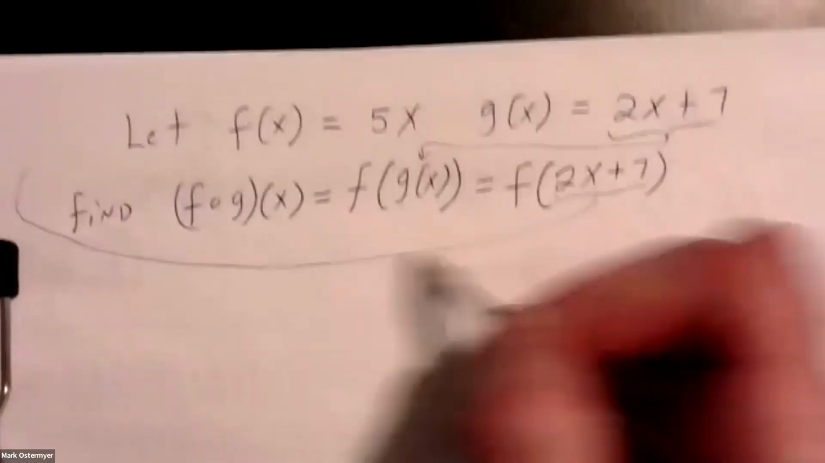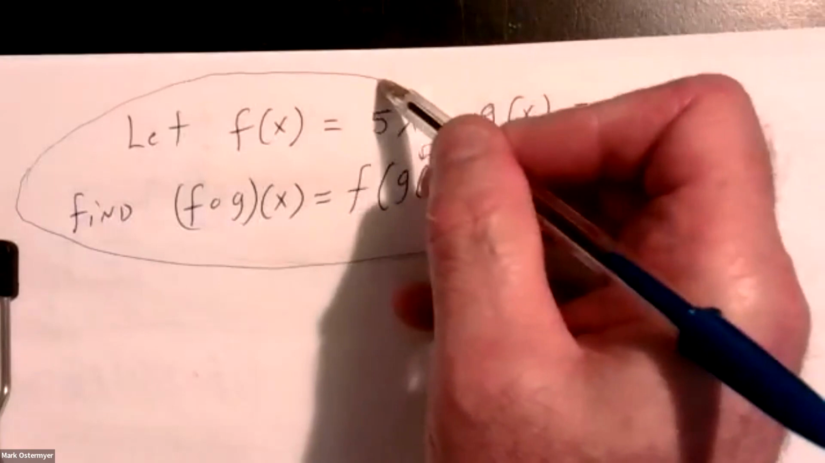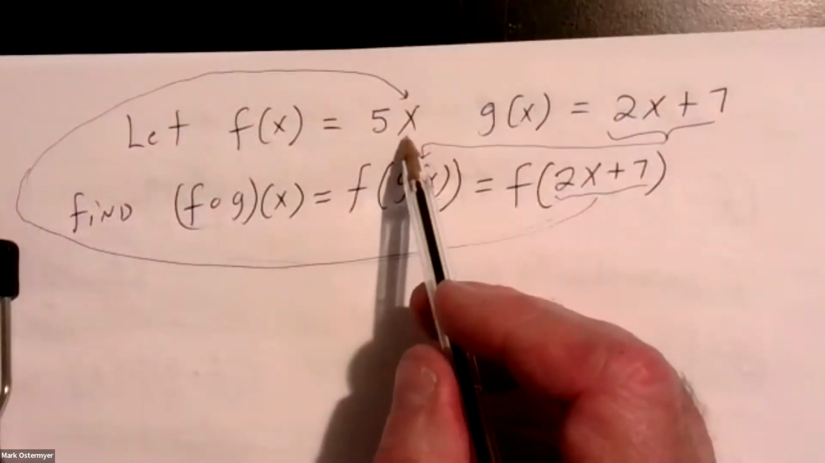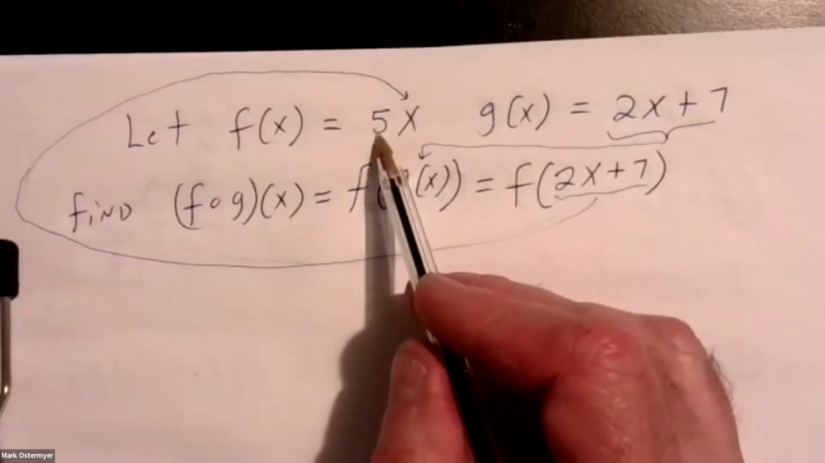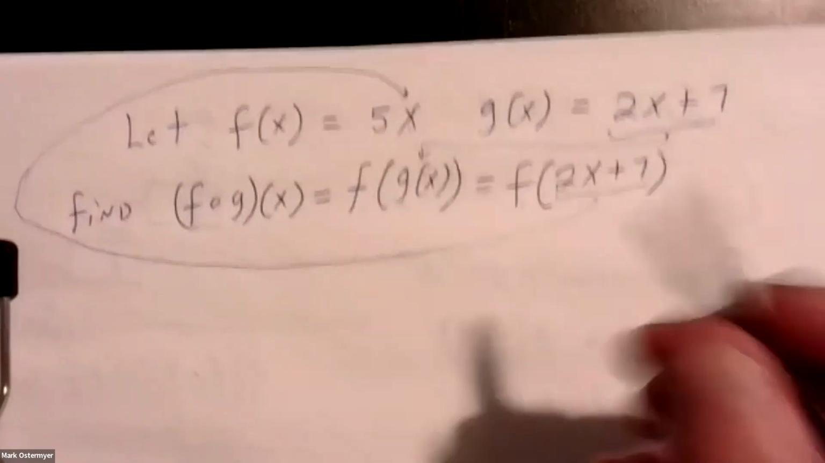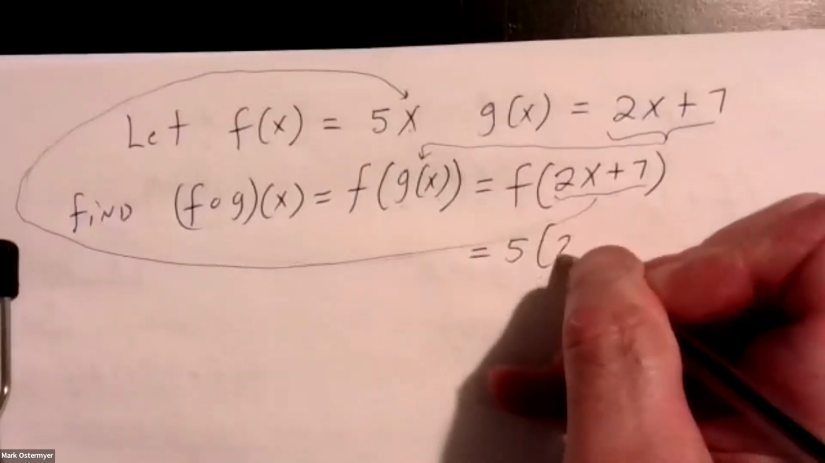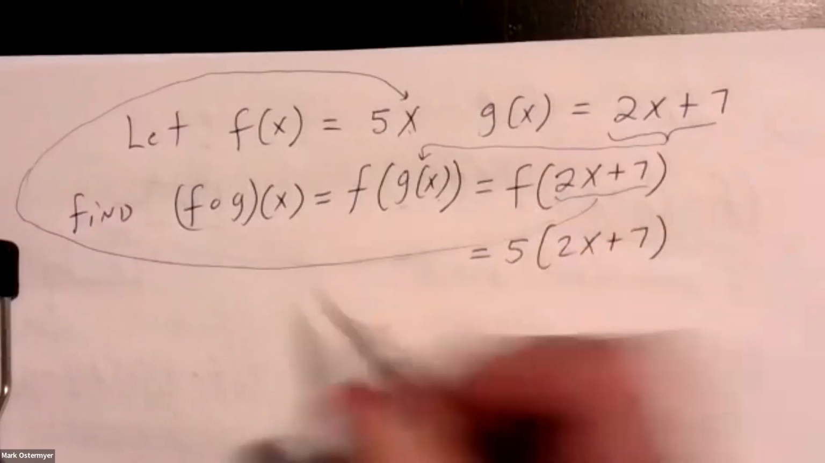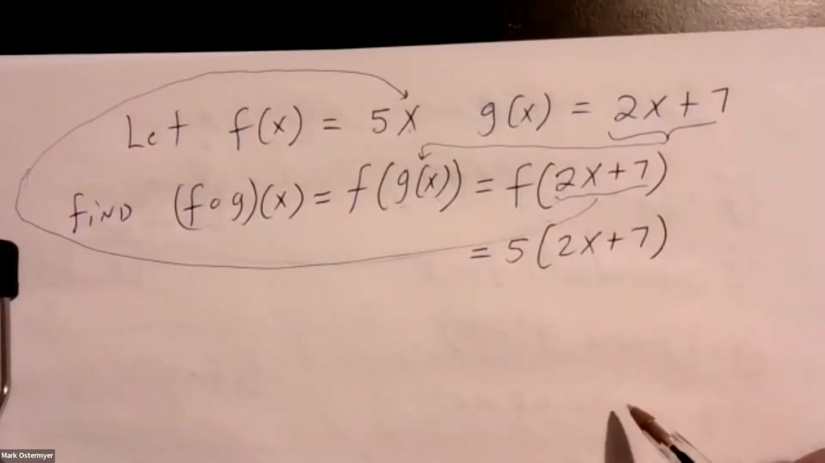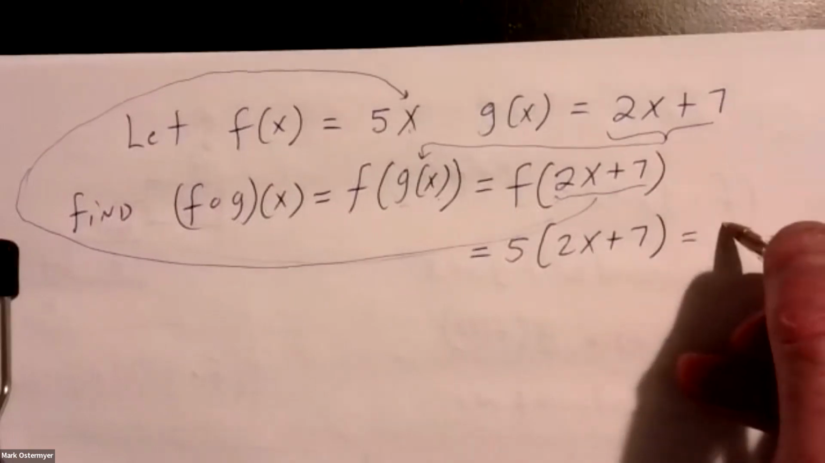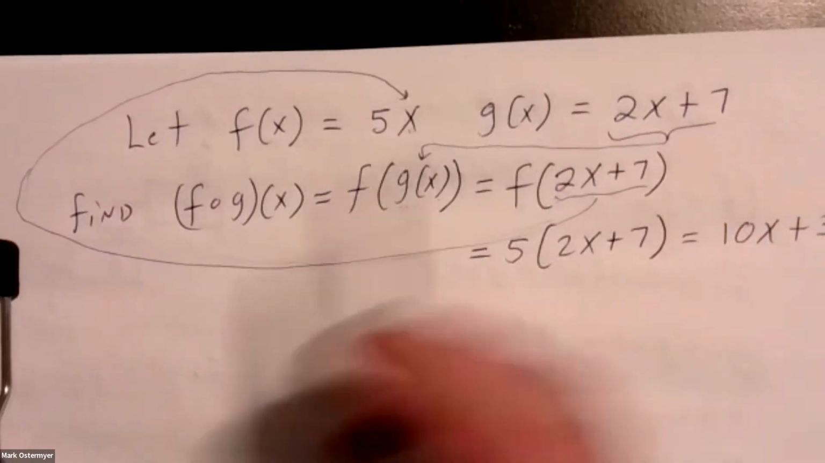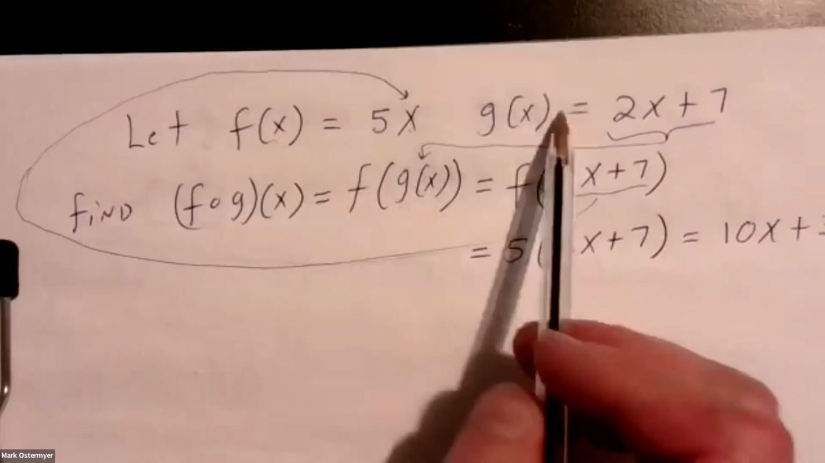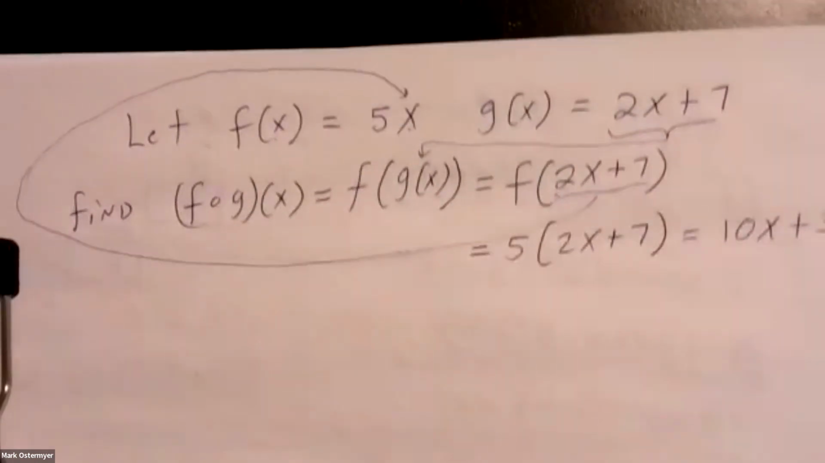in wherever you see x in the definition of function f of x. So to evaluate function f at 2x plus 7, it's going to be 5 times 2x plus 7. You have your brand new function called f composed with g of x. It's this function right here. And you can distribute the 5 inside if you wanted to. And we got that. Any questions how, given functions f and g, I found f composed with g of x?